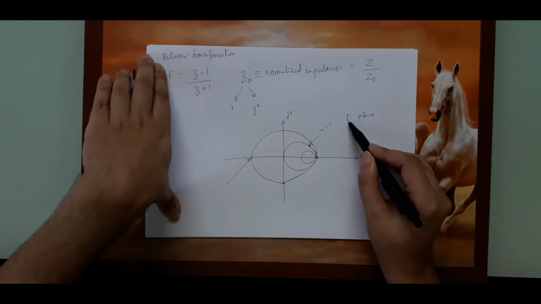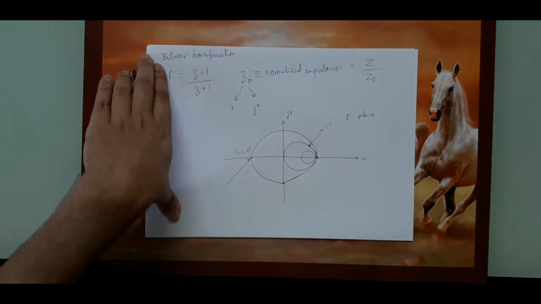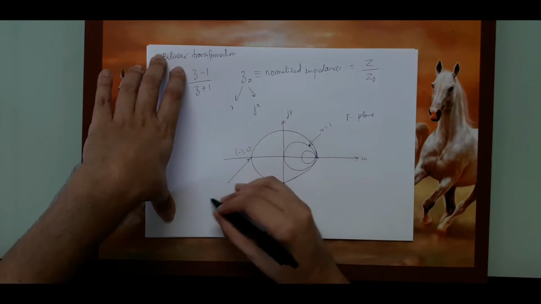So what is the value of gamma at this point? It's minus 1, 0. So therefore, since gamma is minus 1, this point corresponds to short circuit.